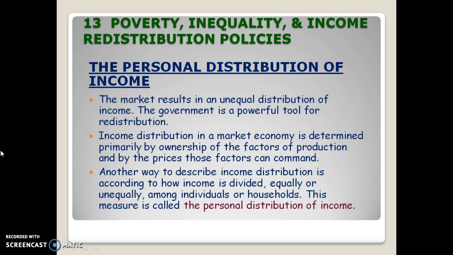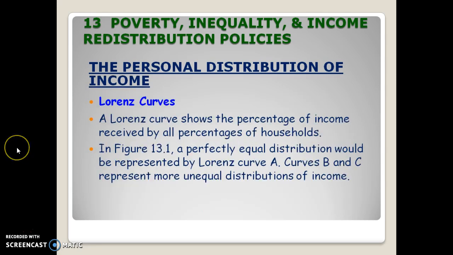Now, let's go to Chapter 13. Chapter 13 looks at income distribution in a market economy, which is determined primarily by ownership of the factors of production. Another way to describe income distribution is looking at how income is divided. Is it divided equally or unequally among individuals or households? The measure is called the personal distribution of income.